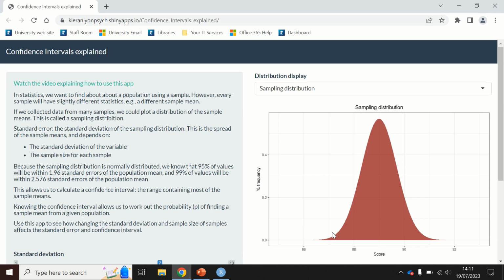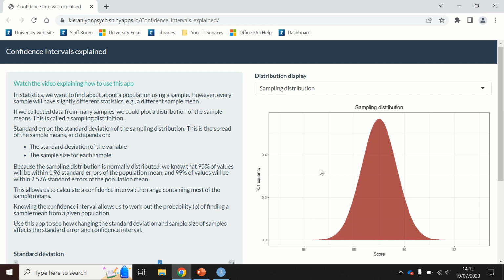And the good thing is the sampling distribution, even if the variable itself is not normally distributed, the sampling distribution will be. So this is always normally distributed. And the good thing about that is that we already know the rules for the normal distribution. So we know that about two-thirds of the data will be within one standard deviation of the mean. We know 95% of the data will be within 1.96 standard deviations from the mean, and we know that about 99% of the data will be within around 2.5 standard deviations from the mean.